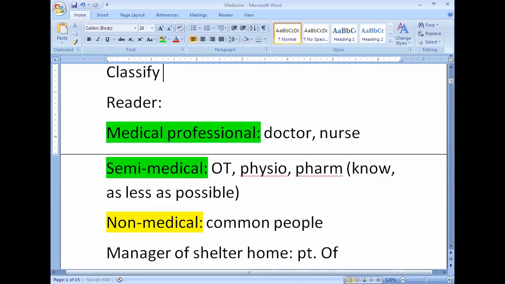Let us say classification of OET letters. So this is classification according to the reader. Okay, according to the reader.